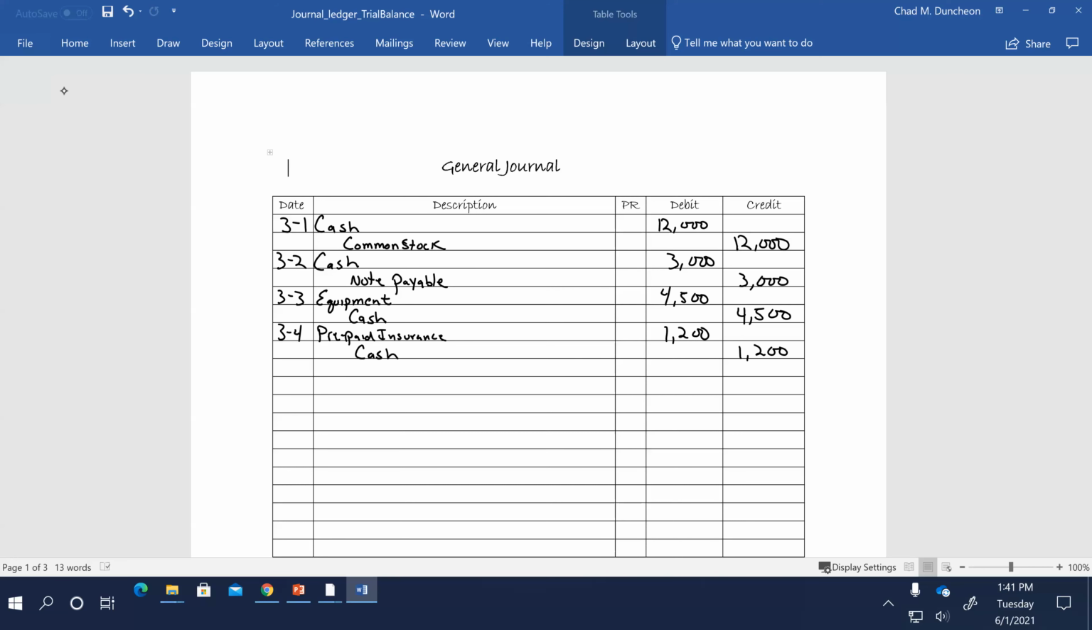Okay, number 5, High-Tech purchased office supplies for $6,500. They agreed to pay in 30 days. Okay, so here we are increasing an asset. We are receiving supplies. We're going to increase an asset. We need to make a debit entry to that asset. But we did not pay cash this time, so assets aren't decreasing. Instead, we promised to pay later.